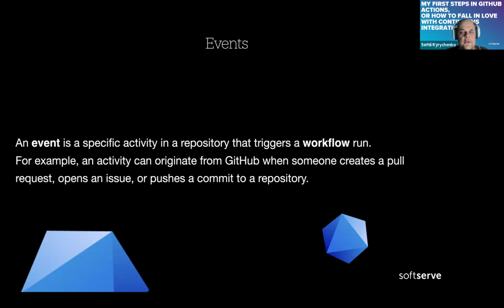So I talked a lot about events, right? What is an event? An event is a specific activity in a repository that triggers a workflow run. For example, someone creates a pull request, opens an issue, or pushes a commit to a repo. These all are events, and they all can trigger workflows.